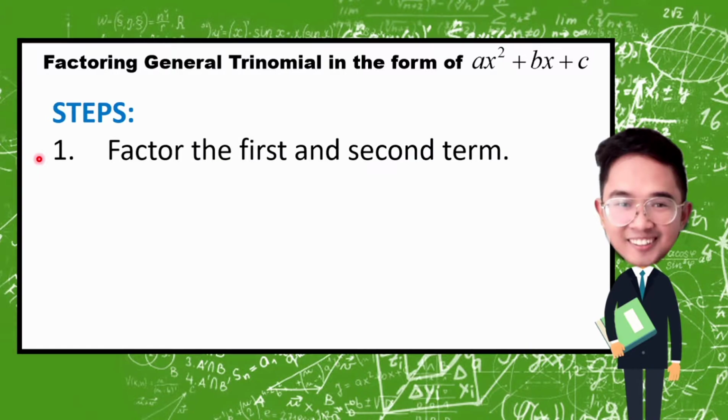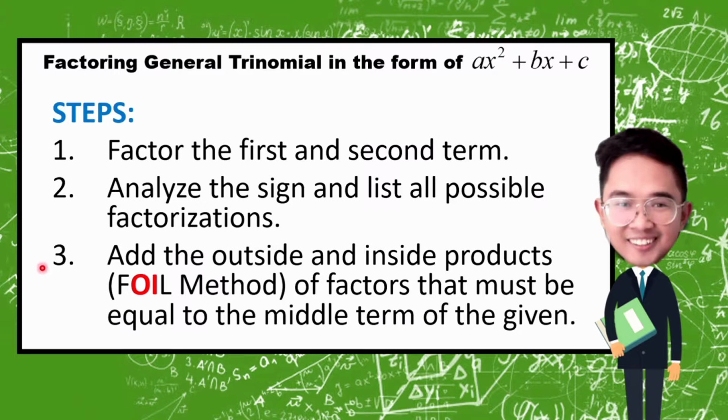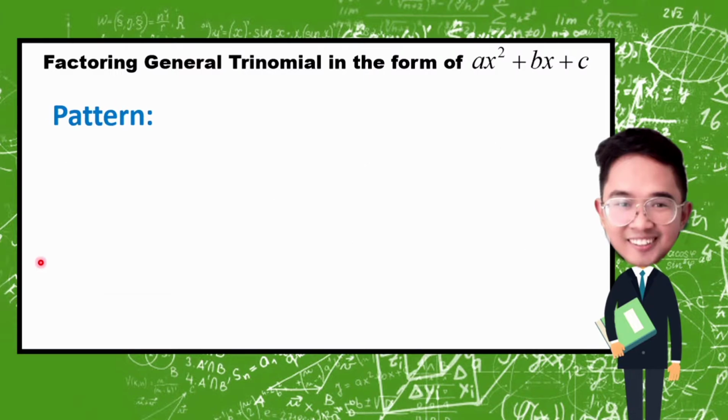Step number 1. Factor the first and second term. Analyze the sign and list all possible factorizations. Lastly, add the outside and inside products of factors that must be equal to the middle term of the given. When we say outside and inside products, we are going to use the FOIL method, wherein we are going to focus on the outside terms and the inside terms.